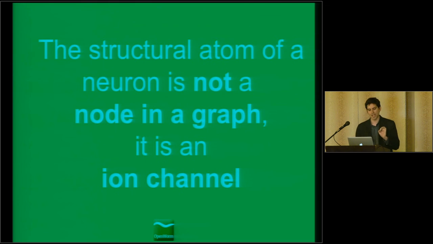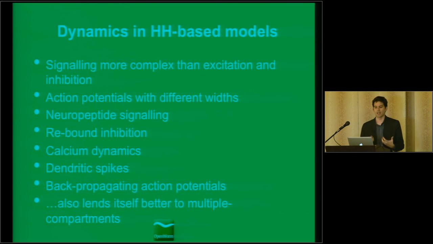The other part is that the structural atom of a neuron is not just a node in a graph, not just a place where axons project to and dendrites receive, but it's an ion channel. It's the sodium channels opening and closing that make up that signal. It's the potassium channels opening and closing that make up that signal. And you see this when you look deeply into Hodgkin-Huxley-based models, right? For those of you that are not neuroscientists, these words may not be all that meaningful to you, but neuroscientists again and again find these really weird things that happen with neuronal signaling that are really hard to explain if you don't factor in ion channel dynamics.